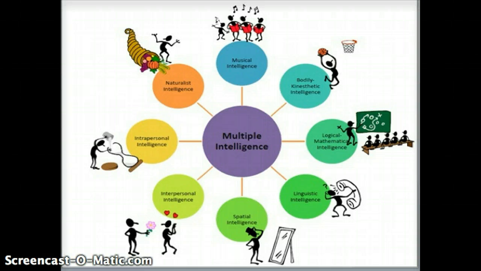Gardner's theory initially included 7 intelligences, and then 2 more were added. In this presentation, 8 intelligences will be included. Many believe that if teachers meet the needs of all of these intelligences, they are therefore meeting the needs of all students in their class.